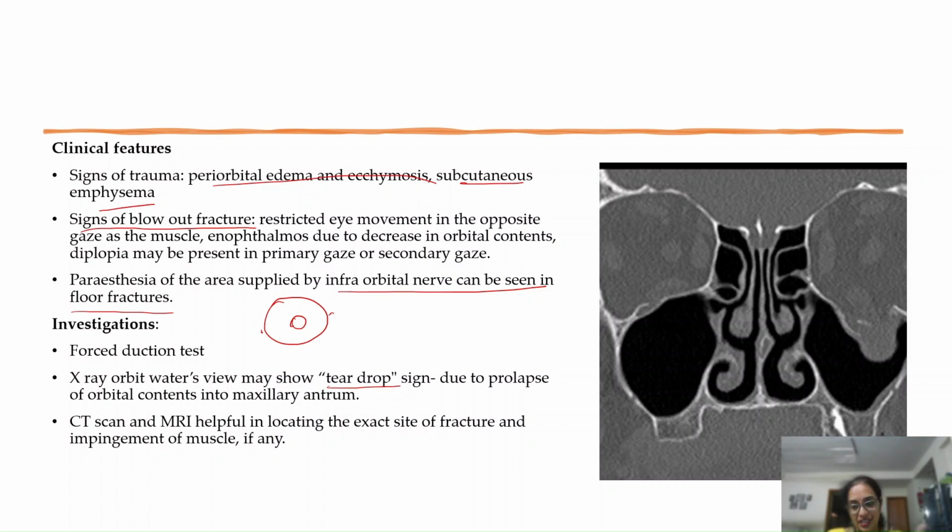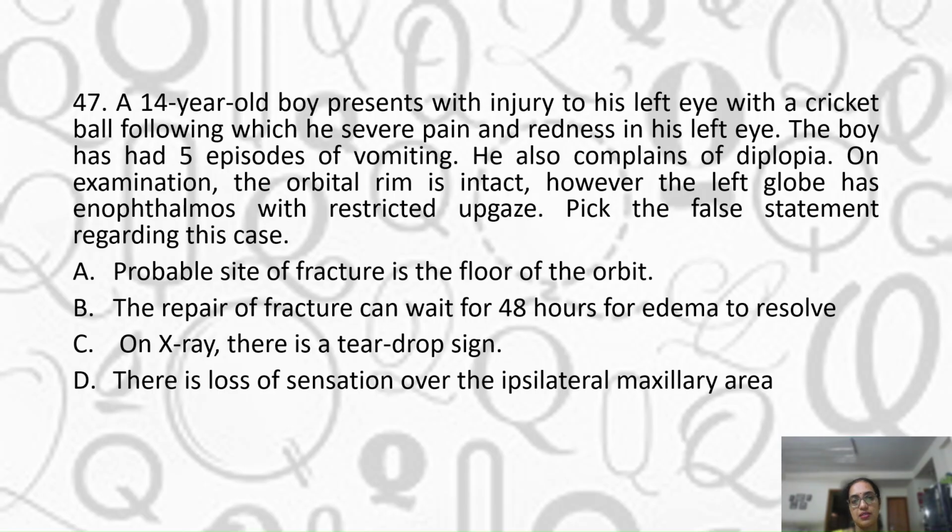Nobody does X-ray now. We straight away go to the CT because now we can get a 3D reconstruction. We can know the anterior-posterior extent of the orbital fracture, and if you want to plan the repair, it's easier with the CT scan. But because your examiners will still be fond of the Water's view, they will ask this in the exam. The picture I've shown here is of a CT scan coronal view that shows the fracture here and the prolapse of contents into the maxillary sinus.